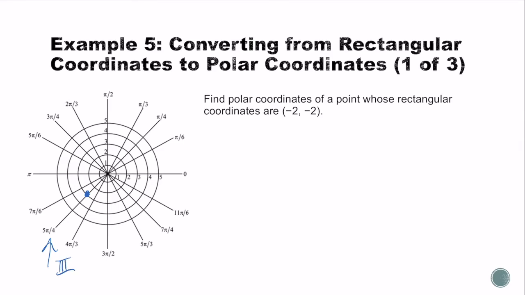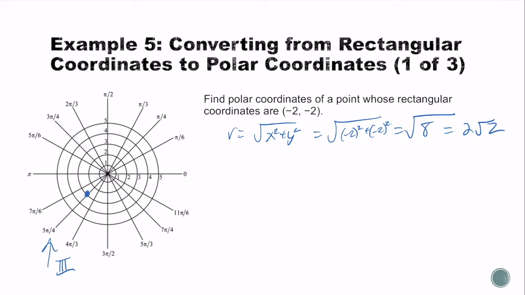So I need to calculate my r. r is the square root of x squared plus y squared, which is the square root of negative 2 squared plus negative 2 squared, which is the square root of 8, which is 2 square root of 2. So my radius is 2 square root of 2.